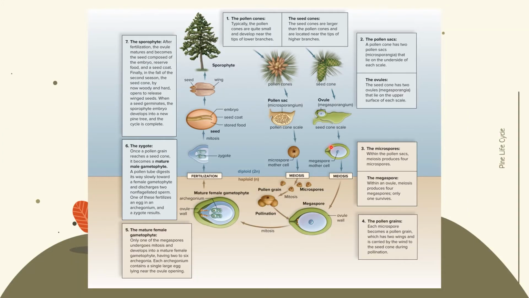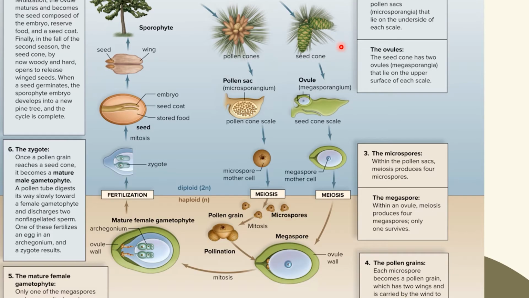So let's take a look at the female part of the plant. At the female part of the plant, we have the seed cone. If we zoom in on each scale of the seed cone, each scale contains 2 ovules or megasporangia at the upper side of each scale.